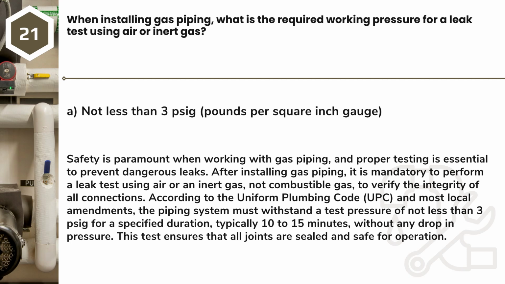According to the Uniform Plumbing Code, UPC, and most local amendments, the piping system must withstand a test pressure of not less than 3 psig for a specified duration, typically 10 to 15 minutes, without any drop in pressure. This test ensures that all joints are sealed and safe for operation.